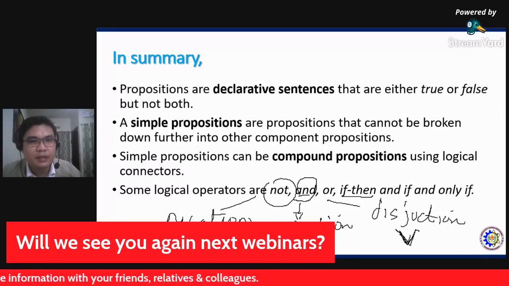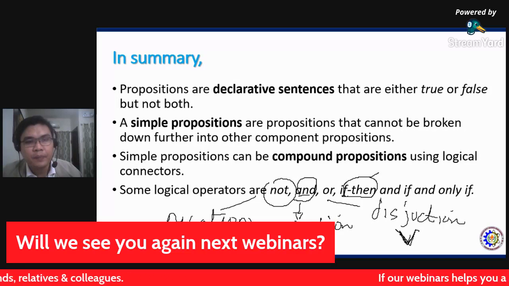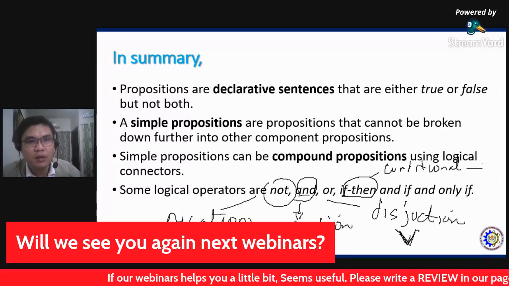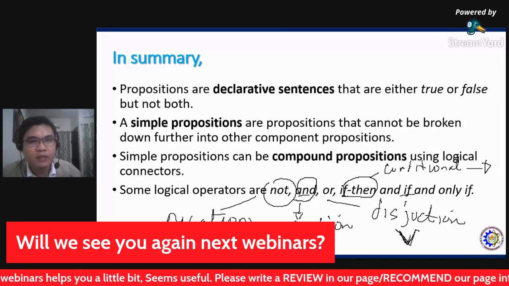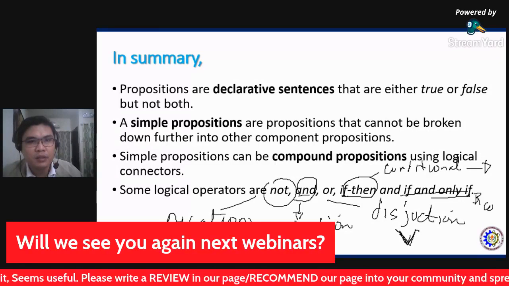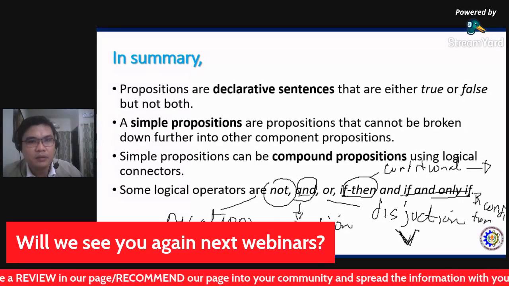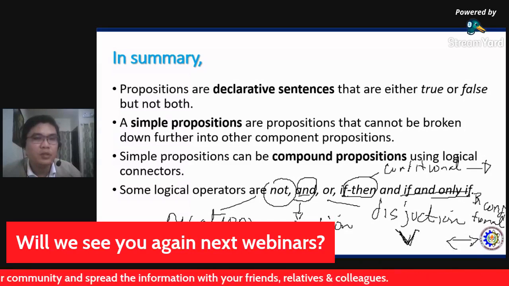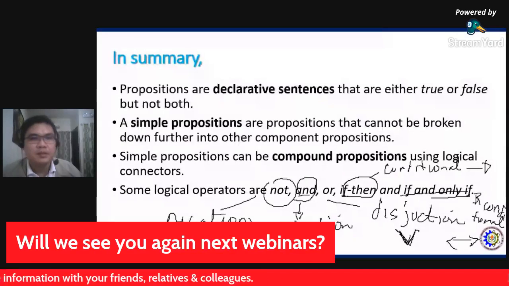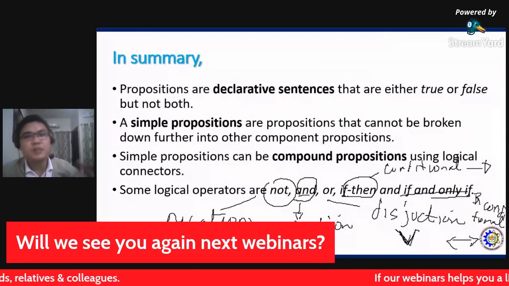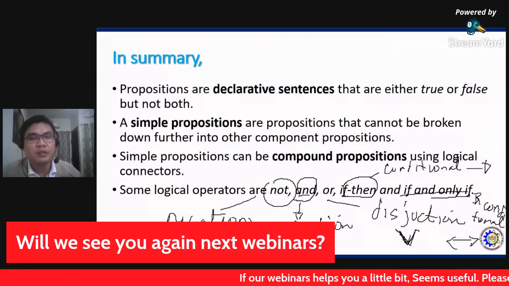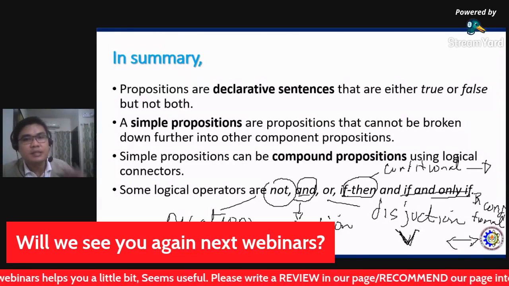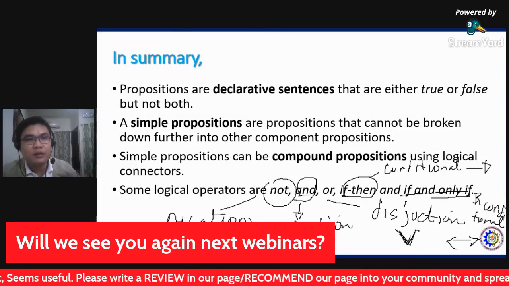The if-then is what we call the conditional, and we use the symbol like this. And the if and only if is what we call the biconditional, and we use the double-headed arrow for its symbol. So these are the five common logical operators that we use in logic. I hope you get all the concepts presented here for the key concepts of propositional logic. This is like the introduction, and as I said a while back, this leads us to the next lesson, which is getting the truth value of a compound proposition.